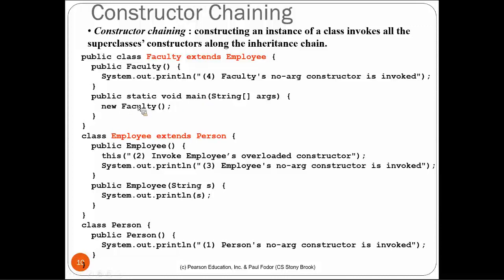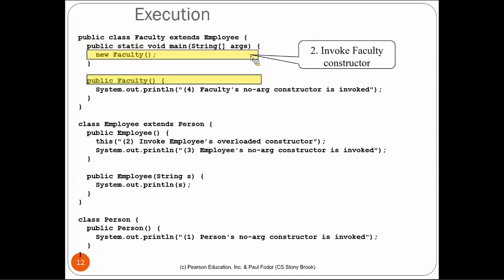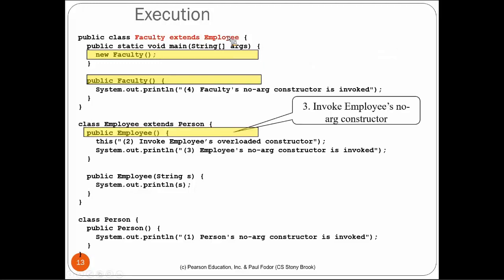If in a main method we create a new faculty, before we actually execute the print statement inside the faculty constructor, we call the superclass constructor implicitly. What this means is the following. We may have a main method in which we create a new faculty. Because faculty extends employee, we call the employee constructor. So there is an implicit super constructor called as the first statement of the faculty constructor. Now, the employee constructor calls another constructor of the class employee with the keyword this. So all of those specific cases before were saying that the superclass constructor will be called unless another constructor of the same class is called.